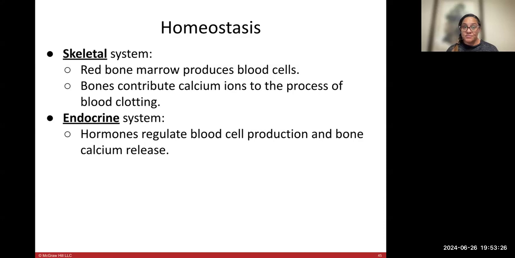It works with the skeletal system. Red bone marrow produces the blood cells. Bones contribute calcium ions to the process of blood clotting. It works with the endocrine system because hormones course throughout our blood, and hormones regulate blood cell production, bone calcium release, and a host of other things.